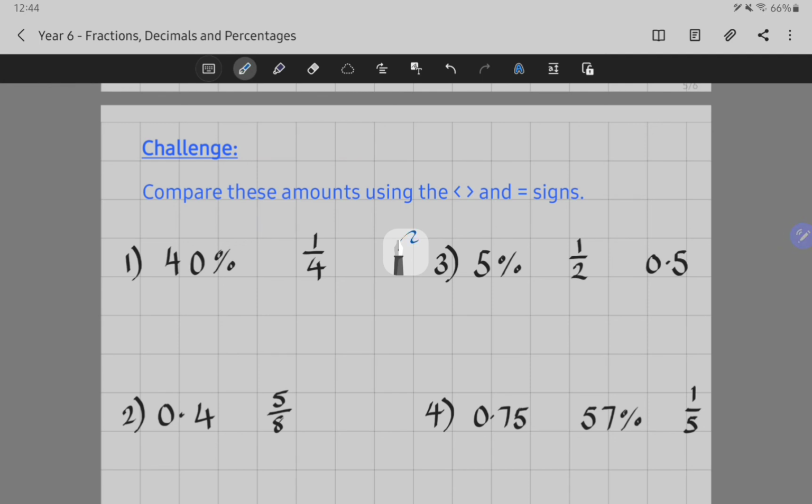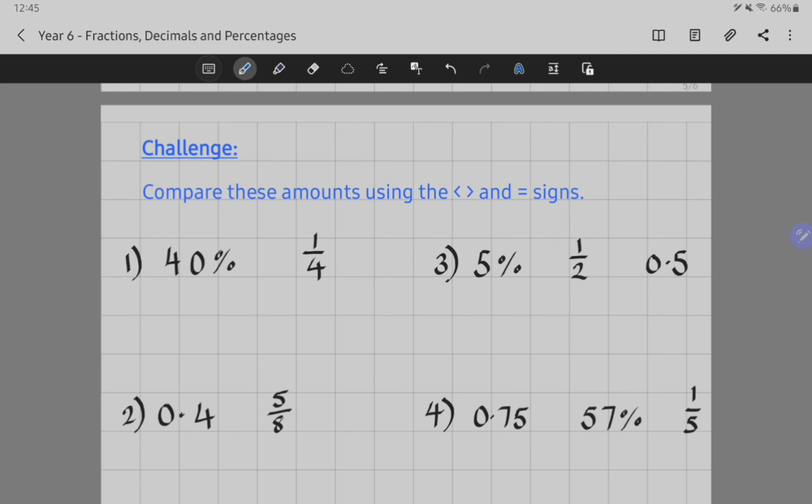How did you get on? Yep, these were a challenge, but if you're feeling confident, or you've done the video a few times, it's good to push ourselves. So let's have a look. 40% and 1/4. Is one greater or less, or are they equal to one another?